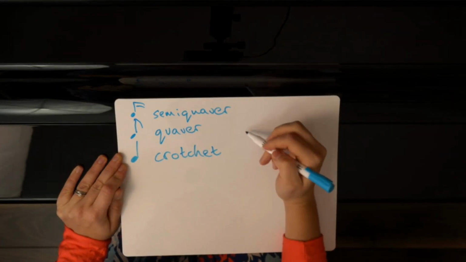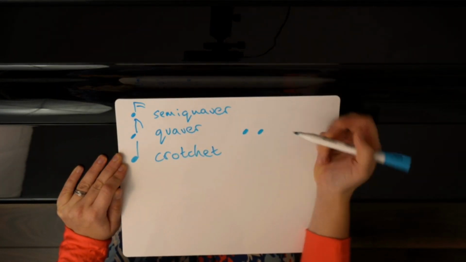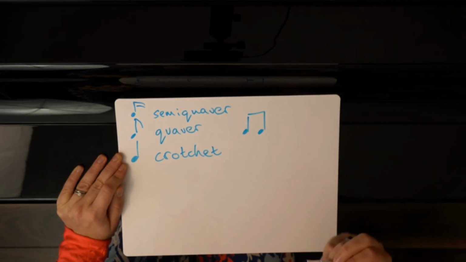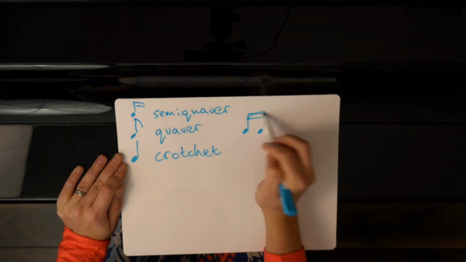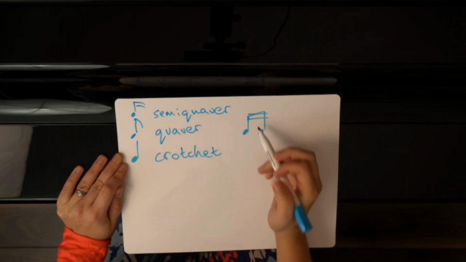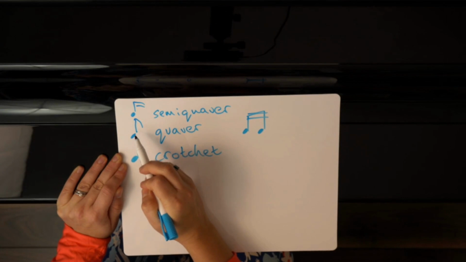The semiquaver and the quaver, if they're beside another one, they can be grouped together like that or like that. For your semiquaver, demi-semiquaver, you can keep going like that. So they either have a beam or a tail if they're on their own.